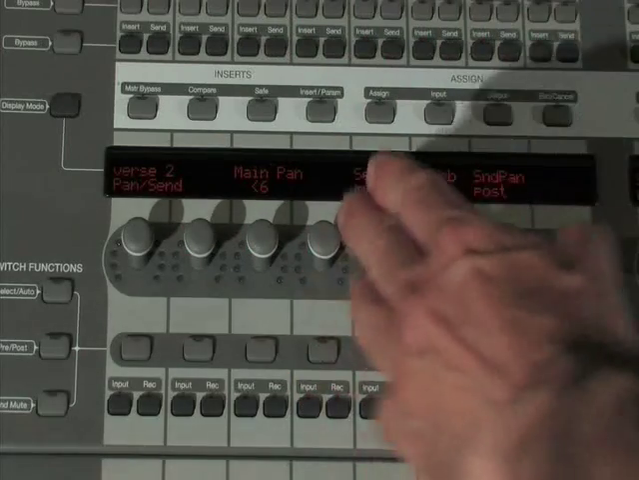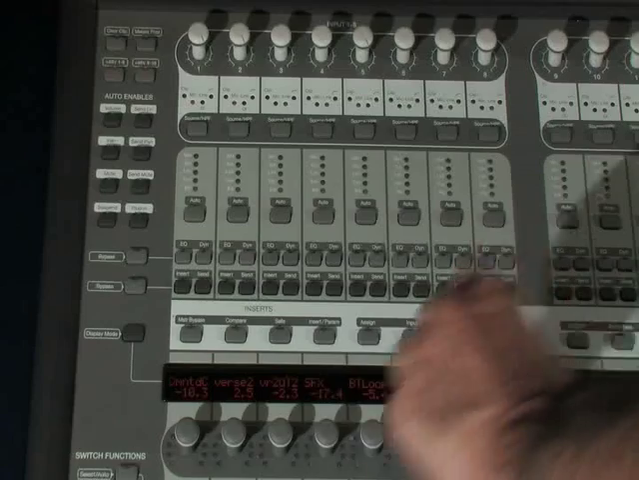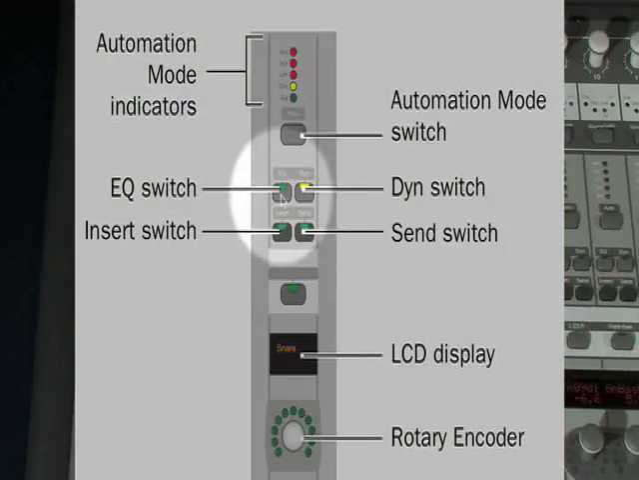And you have other controls. If there's more than one send, which are off the screen for you at the moment, they will appear all on the desk. So you can actually control all the sends that are available on that channel across the rotary encoders. At the top of the channel strips, we have buttons for EQ and dynamics.